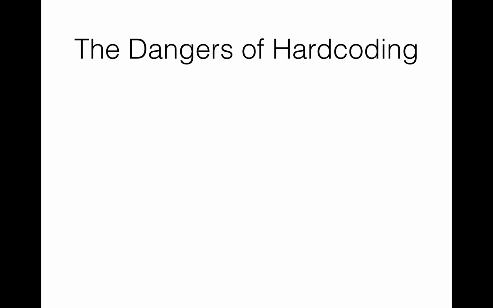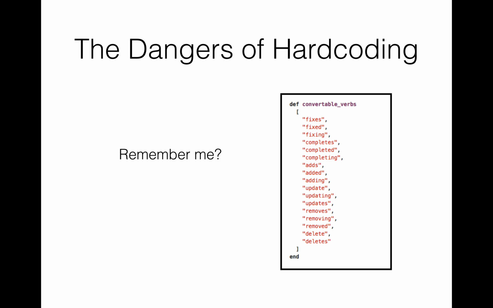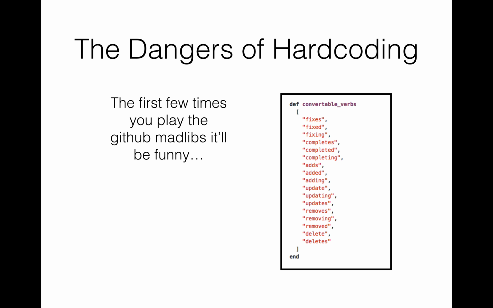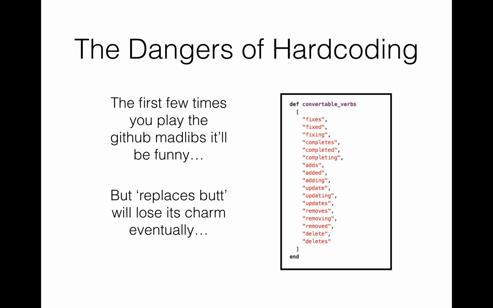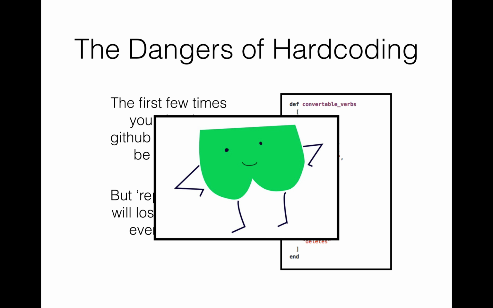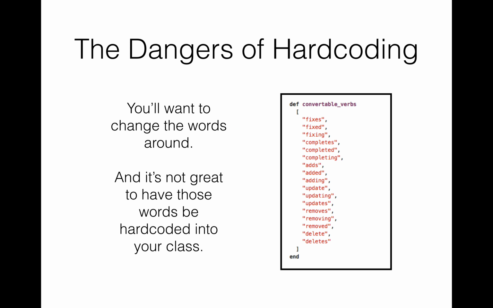The other thing is the dangers of hard coding. So remember this guy, this array of convertible verbs? The first couple of times you play the GitHub Mad Libs, it'll be funny. But the replacements will lose their charm eventually. You'll want to change the words around. And it's not great to have those words be hard-coded in your class.